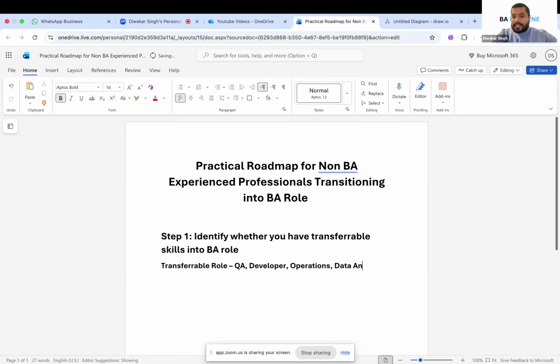If you are a data analyst, or any sort of analyst, then your role can easily be transferable into a BA role. So what do I mean by a non-transferable role?